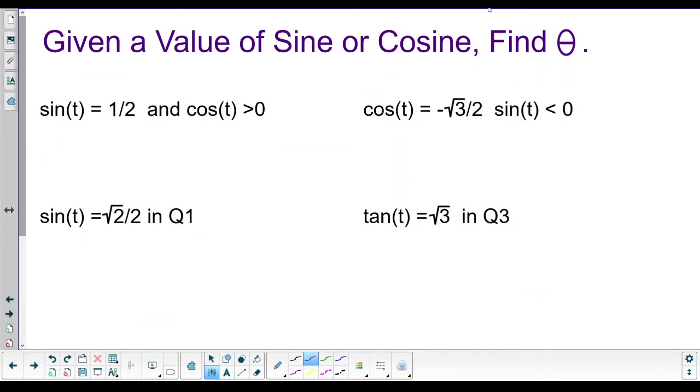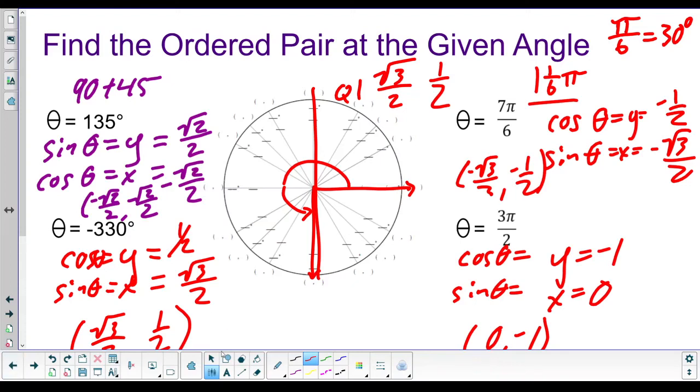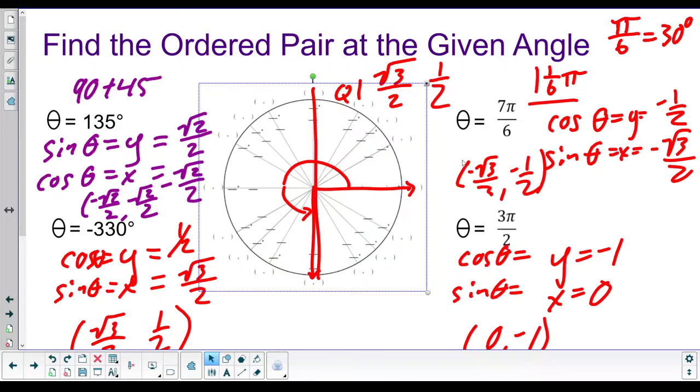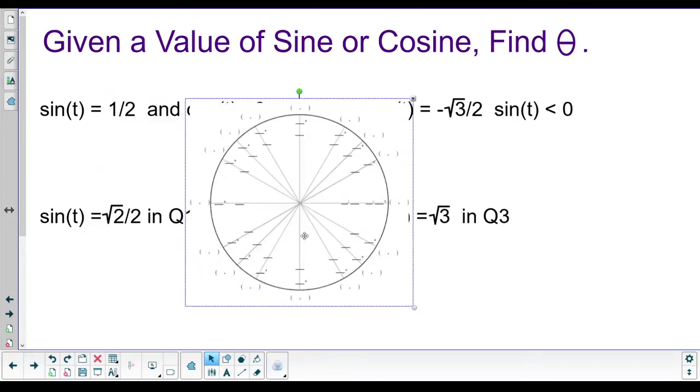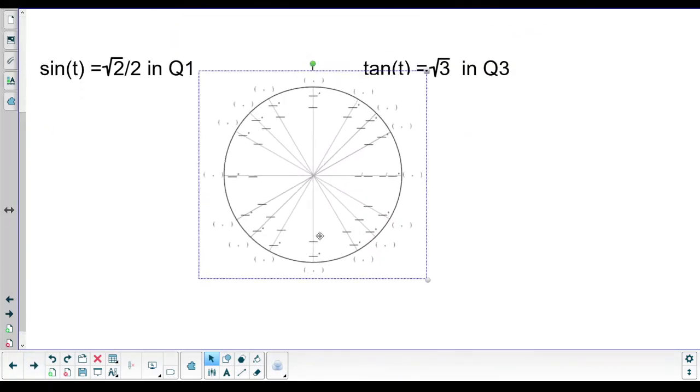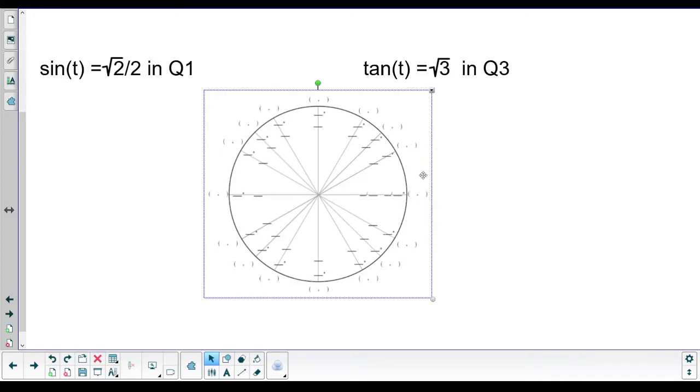All right, so let's find theta if they give us a couple of the coordinates. Let me copy this blank unit circle. Let's unlock that real quick. Copy. Let's put that over here so I have something to draw on.